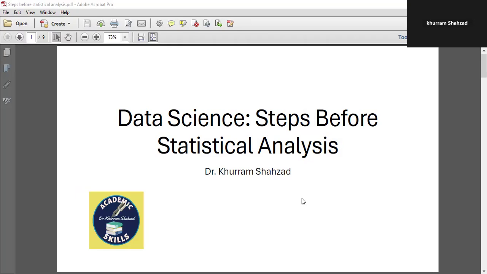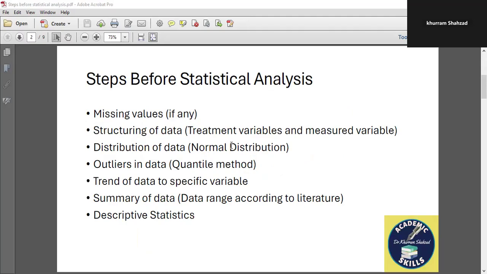When you arrange it in an Excel sheet, you have to look at your data deeply so you can develop a story for your article. So what are the steps you have to take before doing a statistical analysis? We will discuss them one by one.